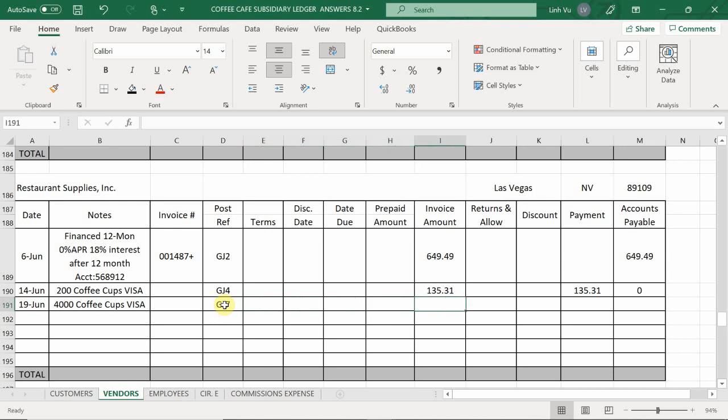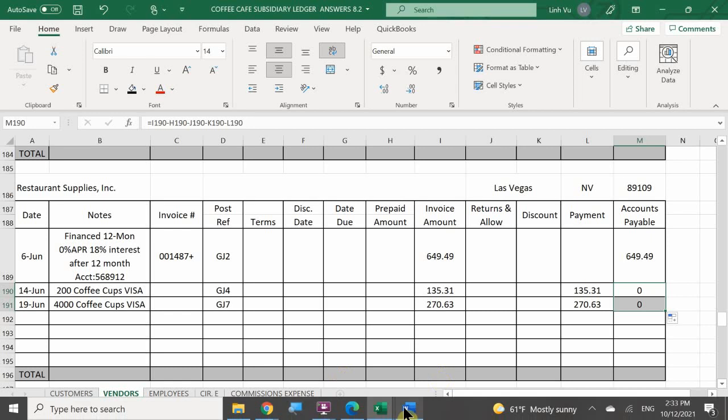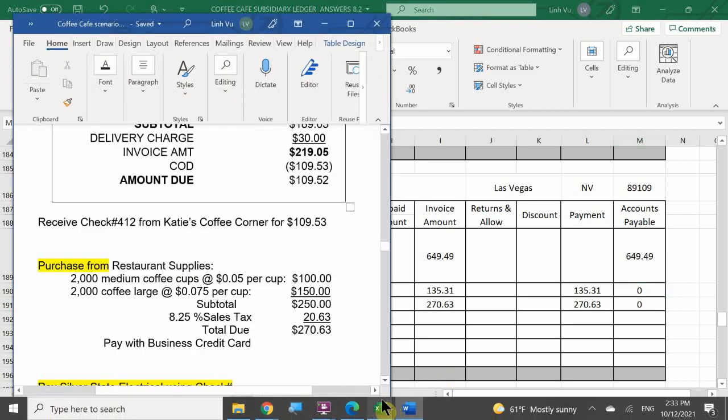So returns. Nothing. We pay 2,217.63. We pay them, and we have a zero. So that was the receipt amount. It's been paid off with the Visa credit card. So therefore, we owe $0 to restaurant supplies for that transaction. Okay. That's all. That is it. We're done for that.